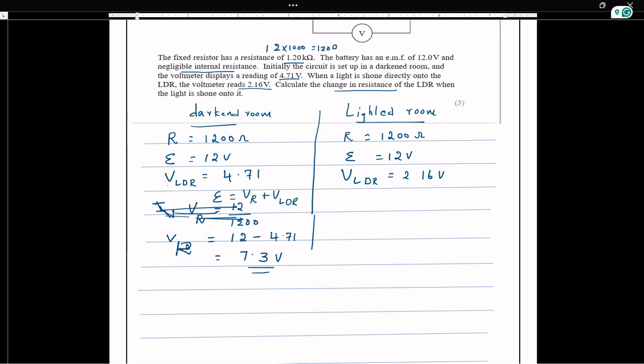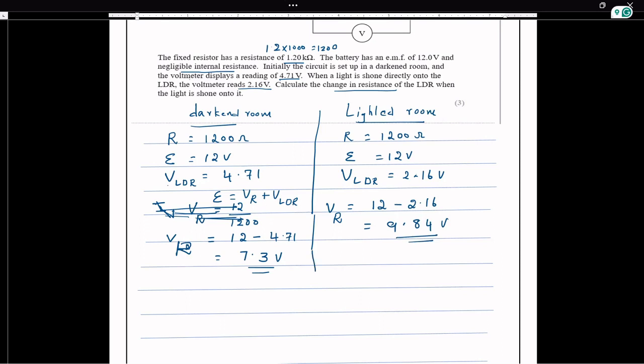Similarly, let us calculate the voltage drop when it is in the lighted room. It is 12 minus 2.16, which is approximately 9.84. This is the voltage drop across the resistor in the lighted room.